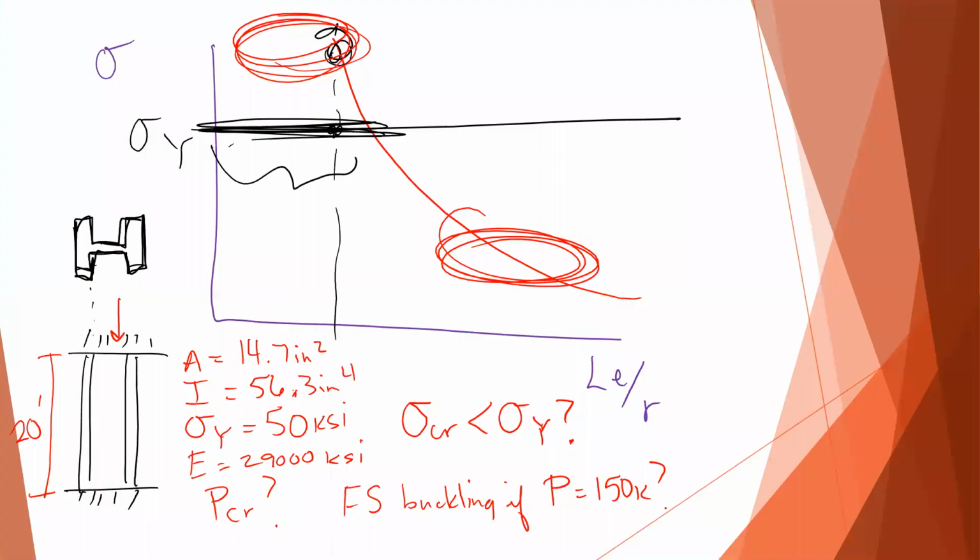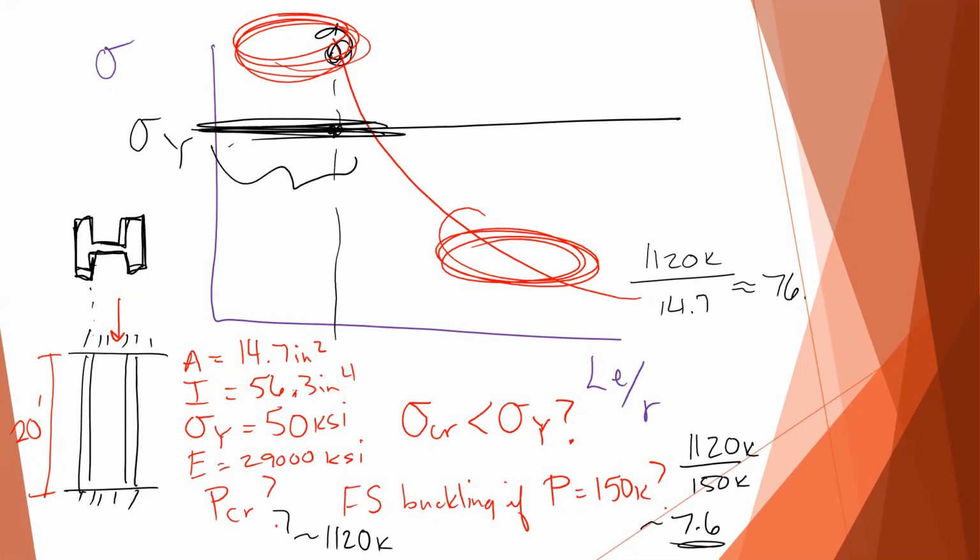Okay, so if you've worked on this problem and gotten this far, you should be getting approximately 1120 kips for your critical buckling load. To get your factor of safety, you take that 1120 and you divide by the 150 that's being applied, and that gives you about 7.6, so it's a pretty good factor of safety. But you have to check against yielding. So you compare this, see 1120 kips divided by the area of 14.7, and that gives you about 76 ksi. Your yielding occurs at 50 ksi. So really 50 ksi is the maximum you're going to be able to load in this column.